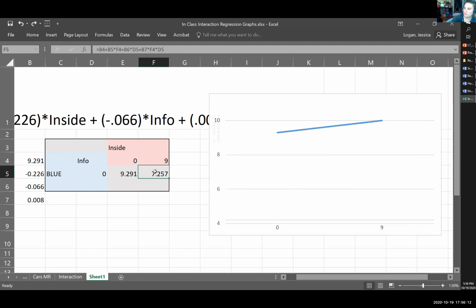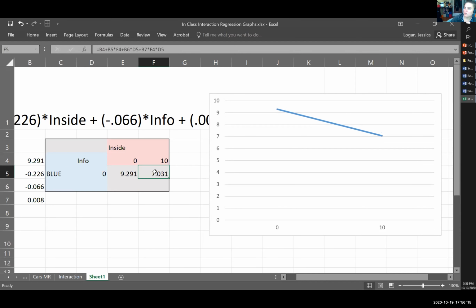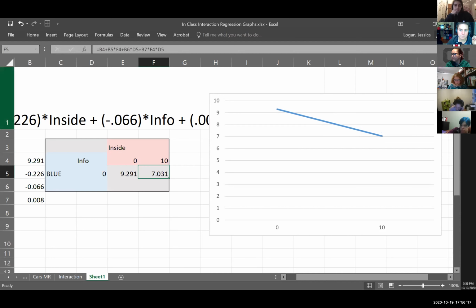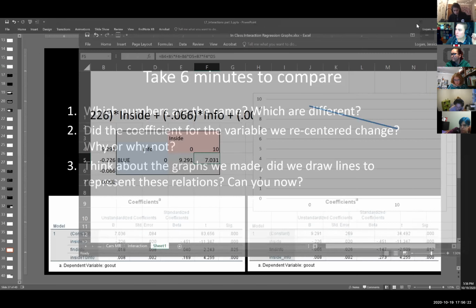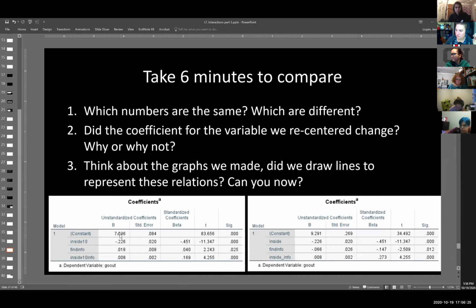What did I just do? Oh my gosh, I typed the wrong number in. 10. Okay. 7.031. There it is. Close enough. Some rounding issues there. All right, so thinking about the graphs we made, I just answered that because I put it in there. We can draw lines representing these relationships because if you can recenter this at 10, this is the relationship when it's 0, and this is the relationship when it's 10. So that's how you can get the lines for each one on your graphs.